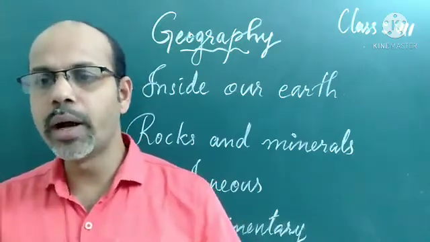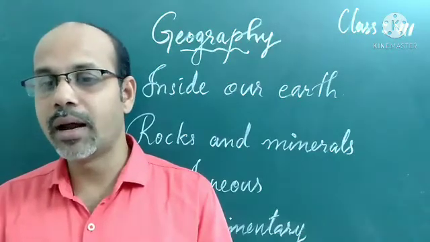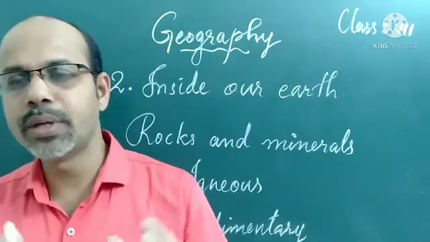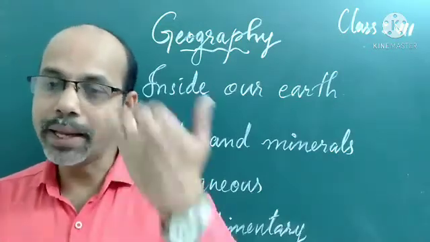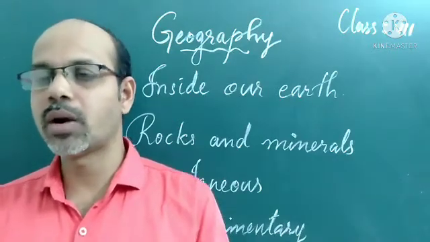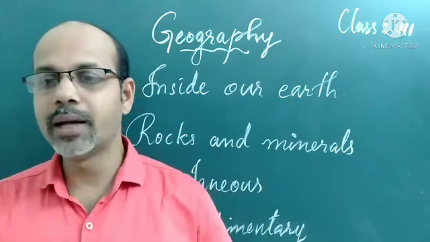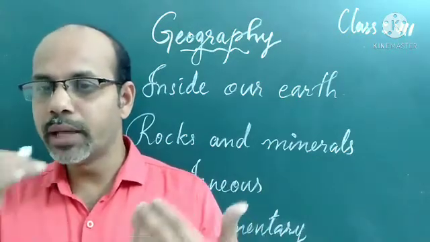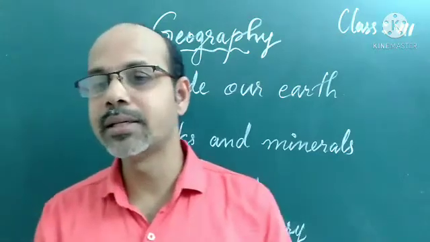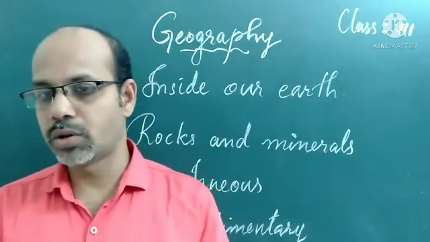Since they cool down slowly, they form large grains inside the earth. So these large rocks are formed inside the earth. This type of rock is called intrusive igneous rock because it is formed inside the earth's crust. Granite is an example of intrusive igneous rocks.